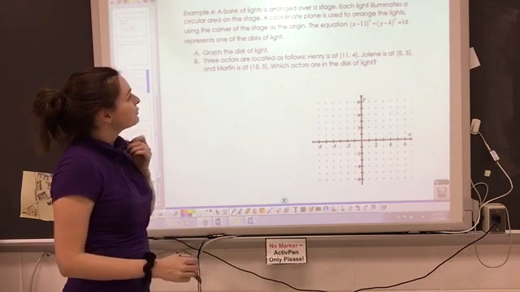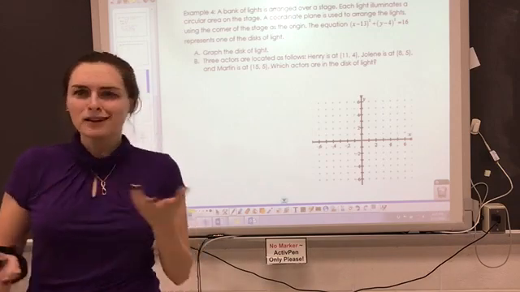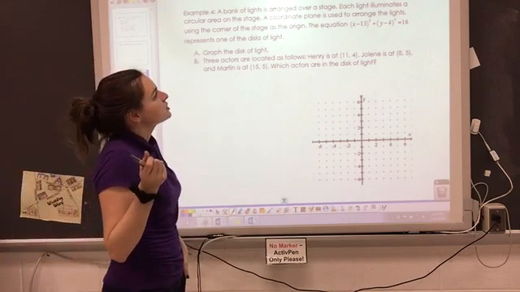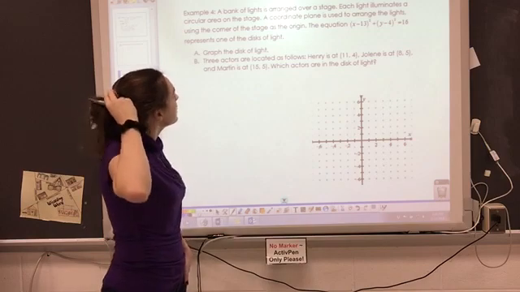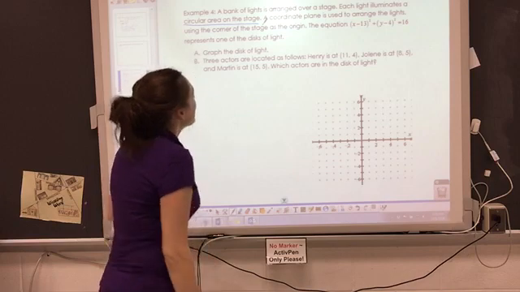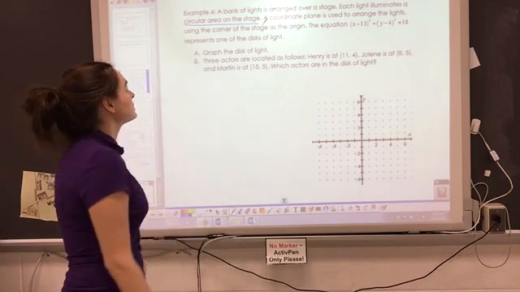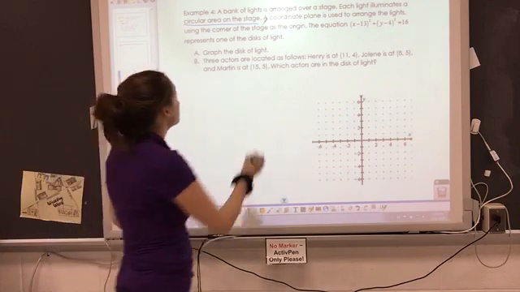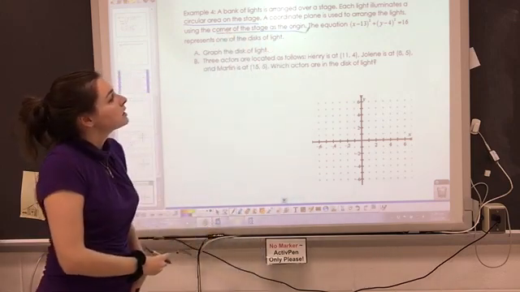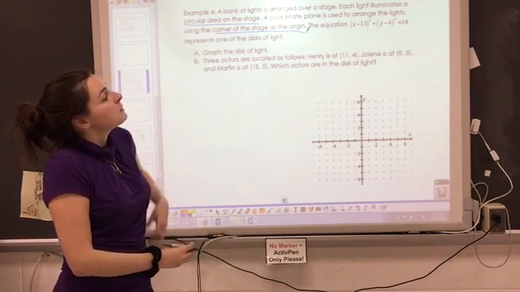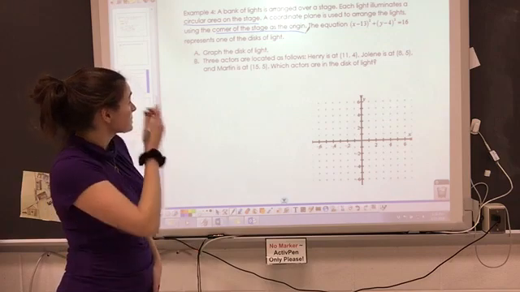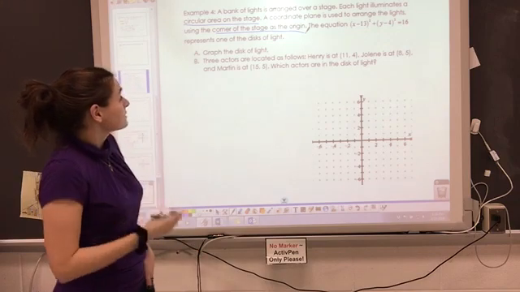Last example, example 4. This one's kind of an application. It's kind of a little interesting. So, a bank of lights is arranged over a stage. Each light illuminates a circular area on the stage. Circular. I wonder where that's going to come into play. A coordinate plane is used to arrange the lights using the corner of the stage as the origin. The equation, (x − 13)² + (y − 4)² = 16, represents one of the discs of light. Graph the disc of light.